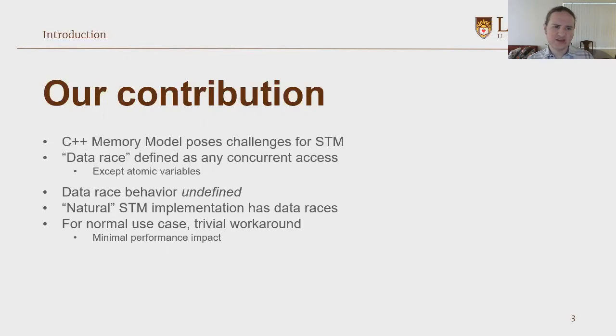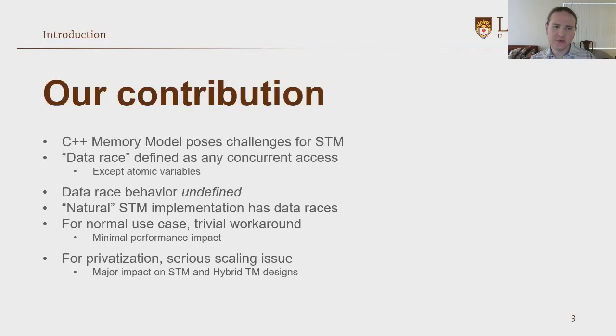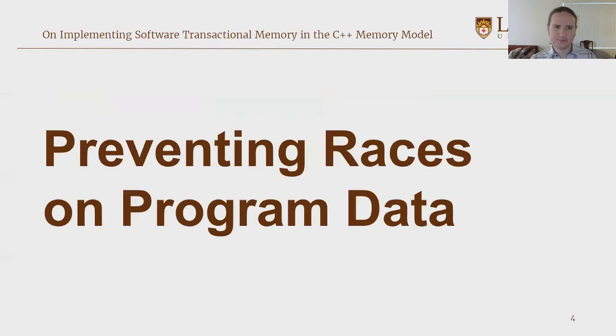Fortunately, for the normal use case, there is a trivial workaround. It just involves marking the variables that you share as atomic, and it has a minimal performance impact. Unfortunately, for privatization, a design pattern that is used in some TM implementations, our work uncovers a serious scaling issue with major impact on STM and hybrid TM designs. So how do we address the first problem I discussed, the data races in the normal case?